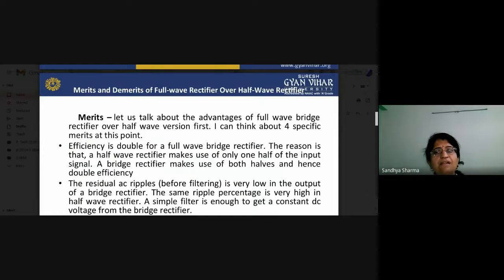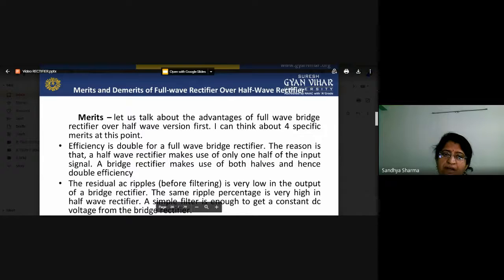The advantage of the full wave bridge rectifier over the half wave rectifier is basically efficiency. The efficiency of the half wave rectifier is 40.6%, and the efficiency of the full wave rectifier is equal to 81.2%. So efficiency is double with respect to the half wave rectifier, which is a benefit of our full wave rectification.